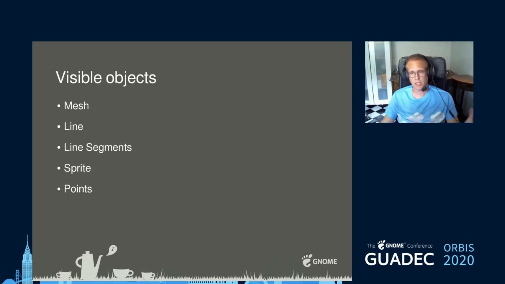Then you need some kind of visible object, something interesting to render in your scene graph, and these are the things we have. Mesh is the most commonly used one. It's the set of triangles that get rendered in some way. That's the most common thing to render 3D stuff. But we have lines and sprites and points. Sprites are two-dimensional billboard-like things in three dimensions.